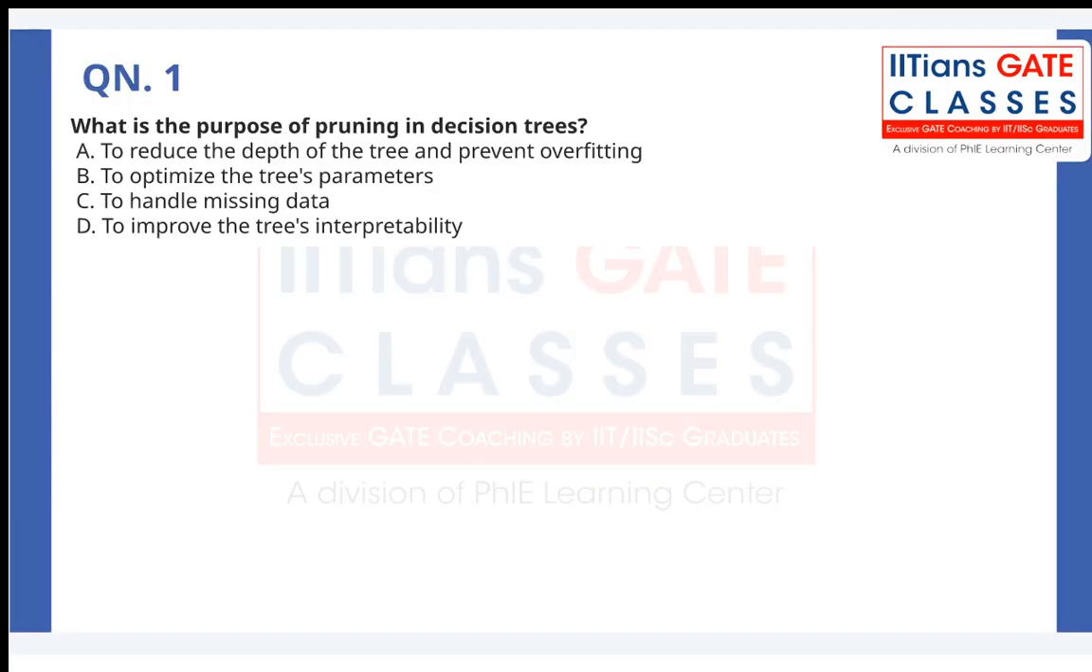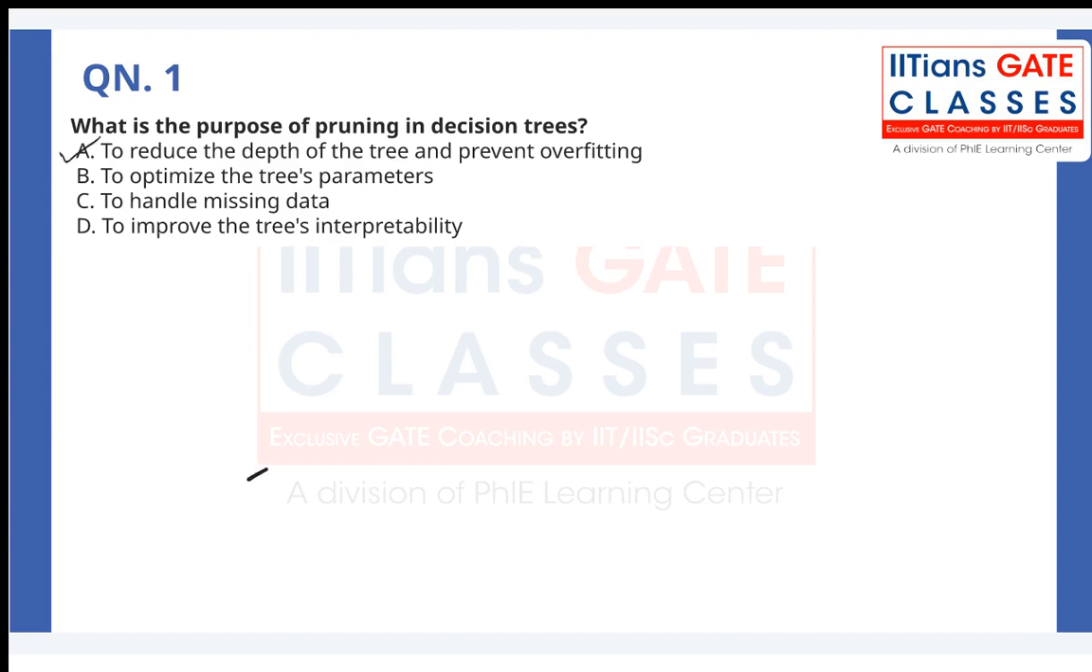So moving on, let's look at the first question. What is the purpose of pruning in decision trees? Option A is to reduce the depth of the tree and prevent overfitting. Option B is to optimize the tree's parameters. Option C is to handle missing data. Or option D is to improve the tree's interpretability. So the correct answer to this question is option A.